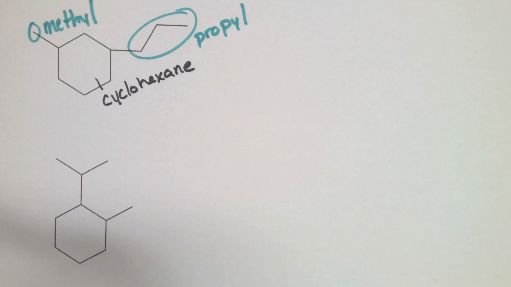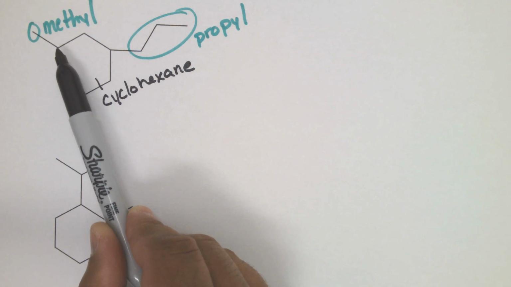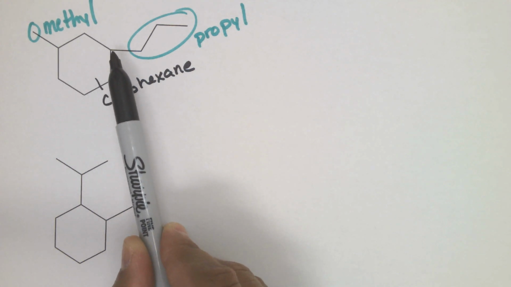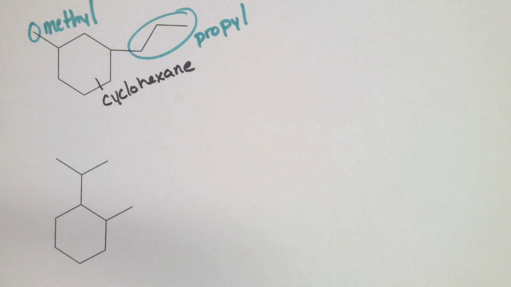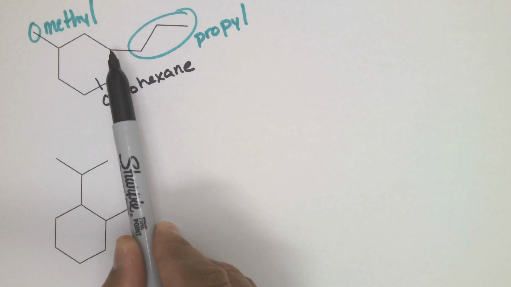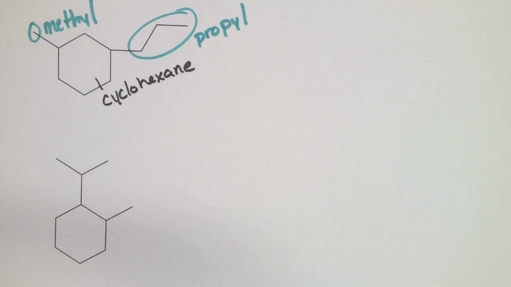Just like the rules for the alkanes, we want the substituents to have the lowest possible locants. I'll begin here on the left. Let's assume this is carbon number 1. If I count clockwise, this would put my propyl group at carbon number 3. However, you may also notice if I count the propyl group at carbon number 1, then my methyl group, counting counterclockwise, would be at carbon number 3. So again, substituents at carbons 1 and 3. So this is a tie.